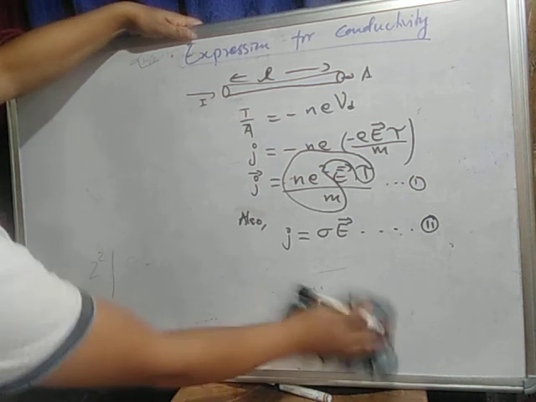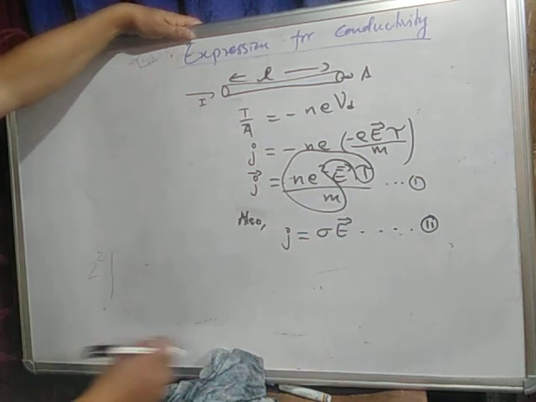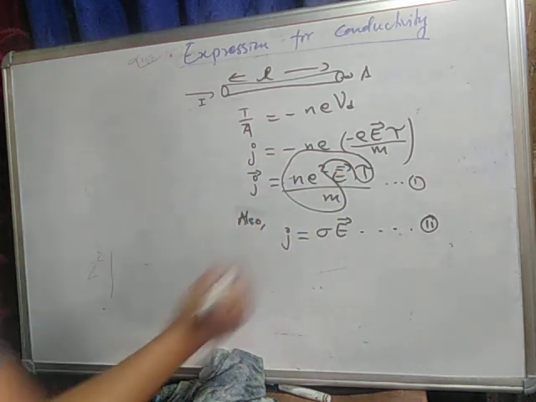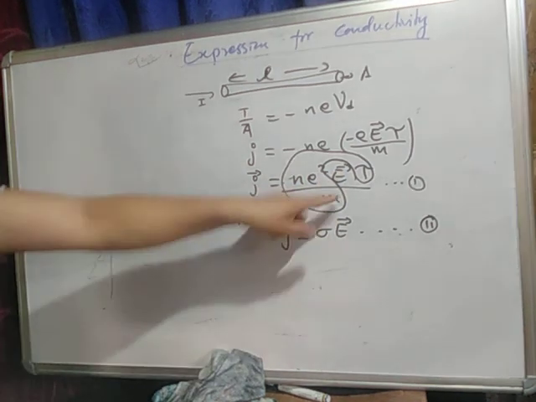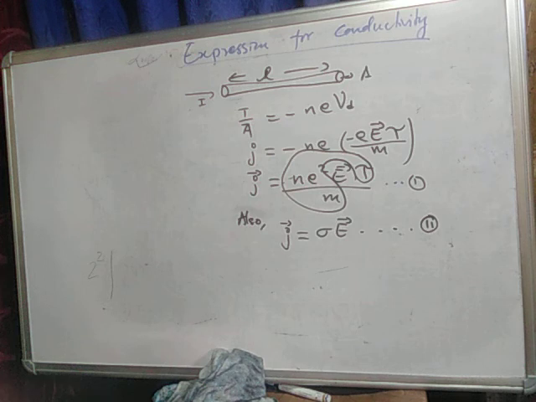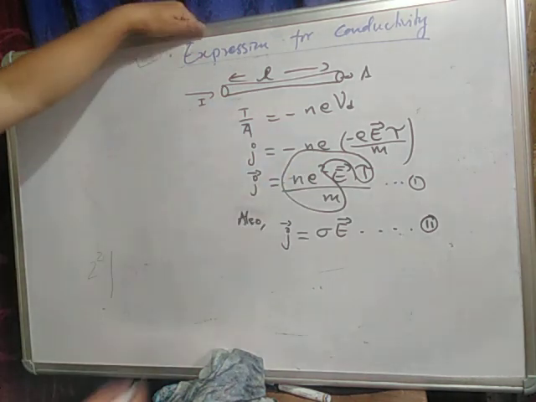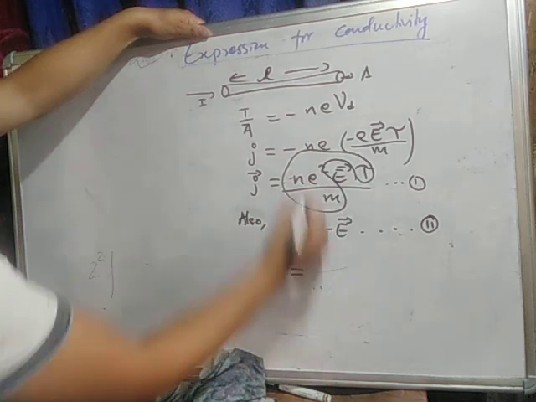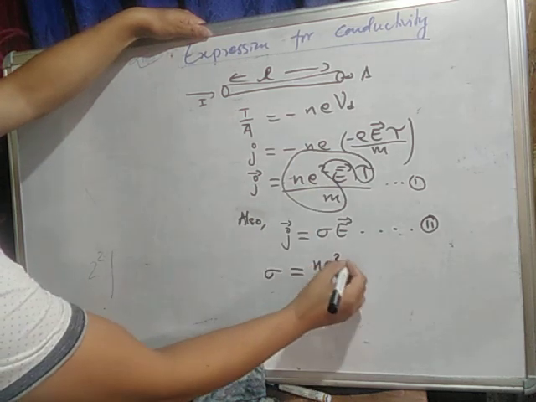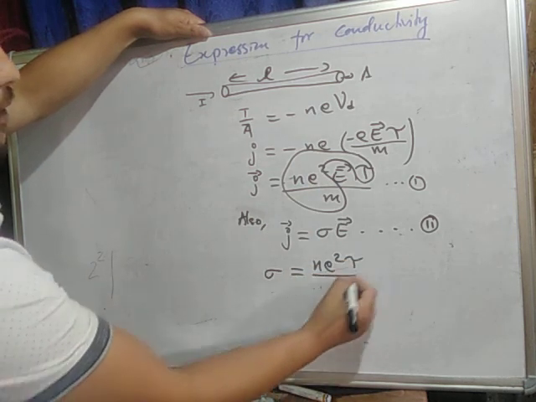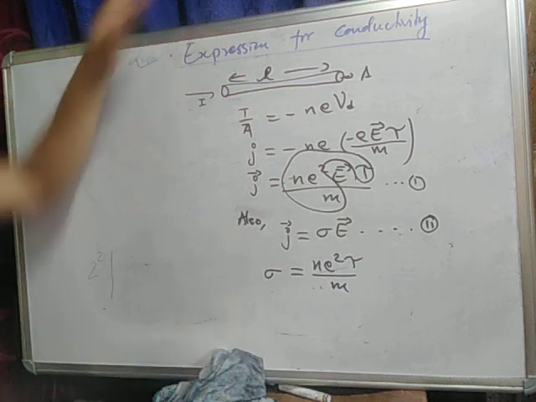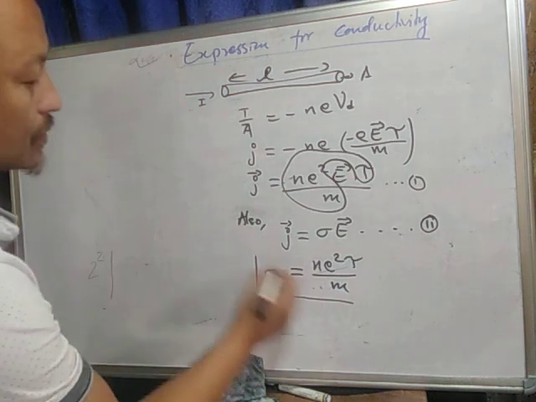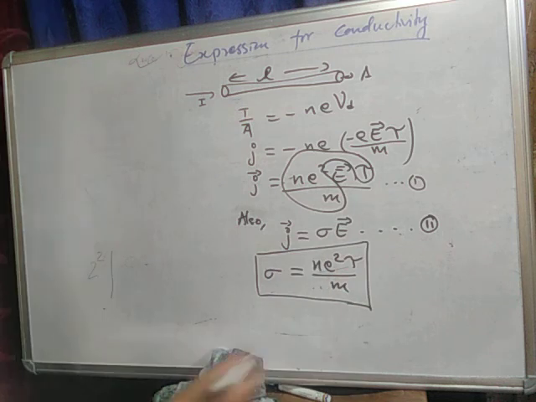So compare this to the equation, what I'll get? See, this E is there, isn't it? And J is there. And what is this? This is only a conductivity, isn't it? So sigma equals to how much? Conductivity equals to n e squared tau by m. So this is your conductivity.